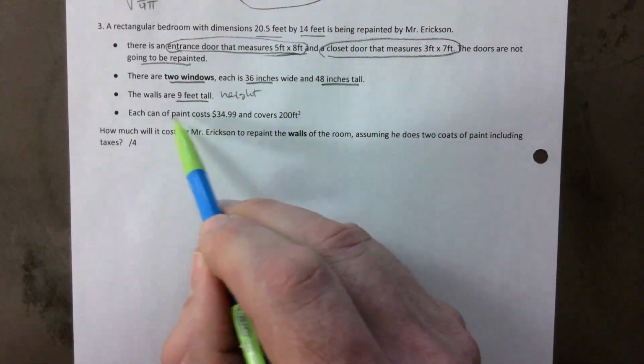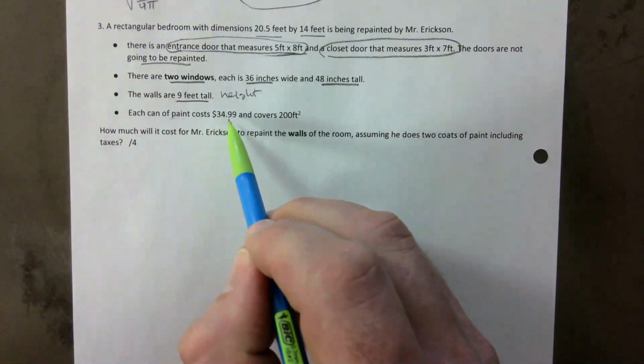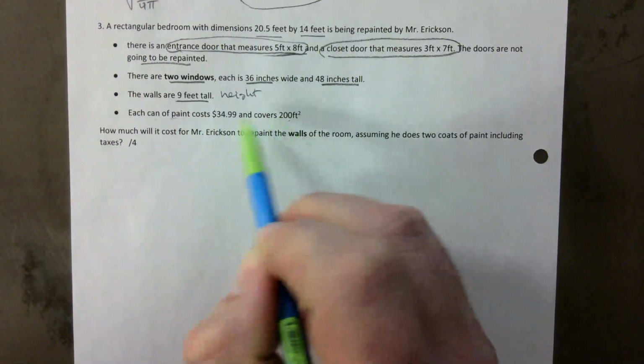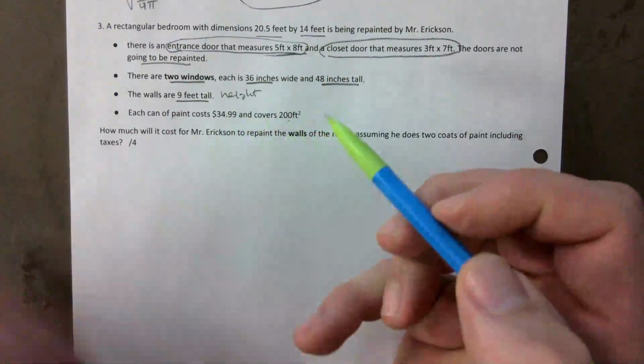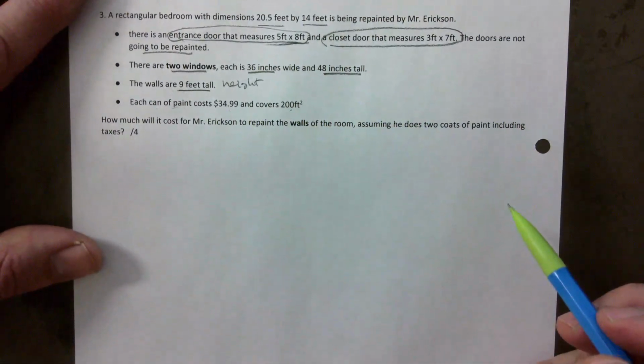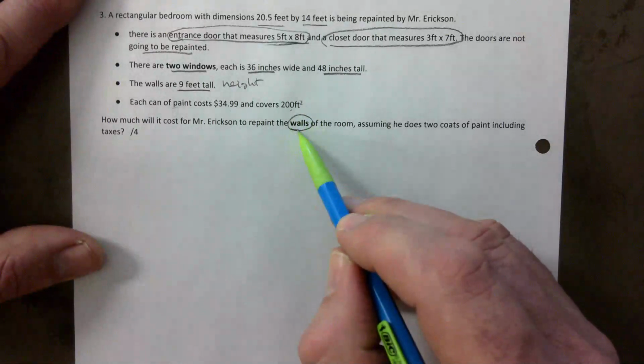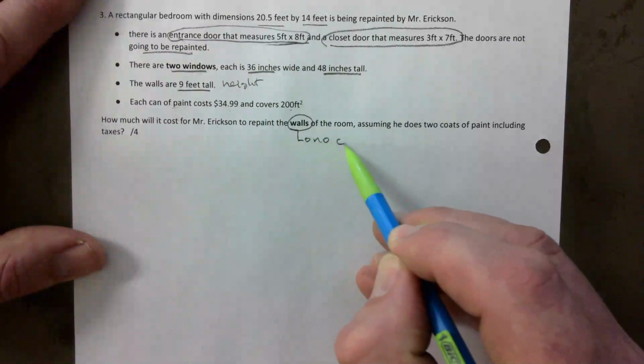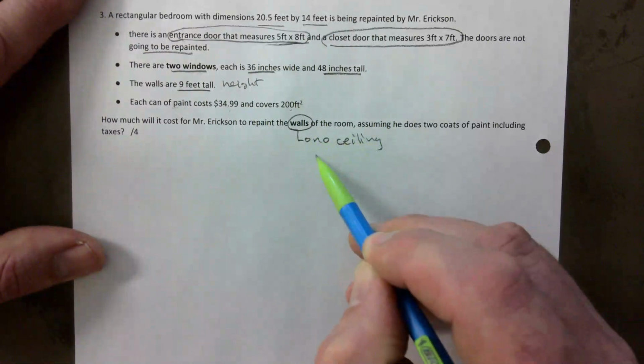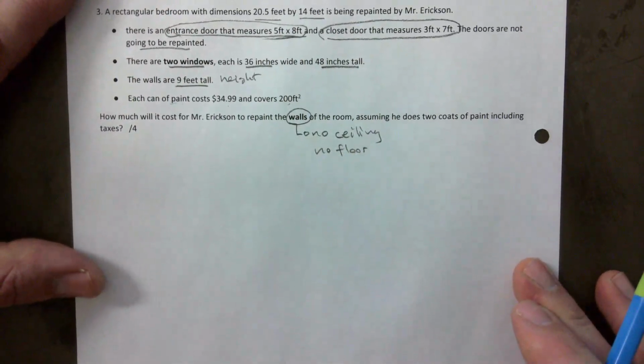Each can of paint covers 200 square feet and costs $34.99. How much will it cost to repaint the walls of the room? Just the walls, not the ceiling. No ceiling and no floor. I hope you know that one, right? No floor.